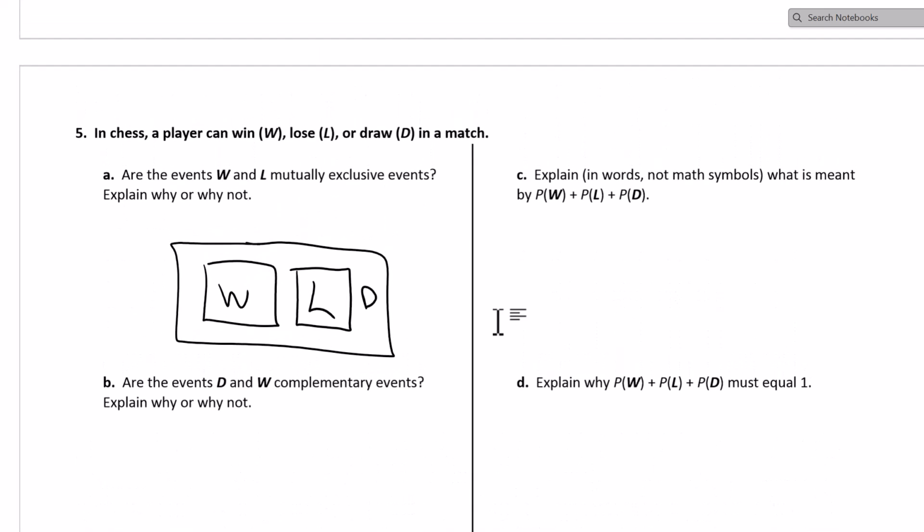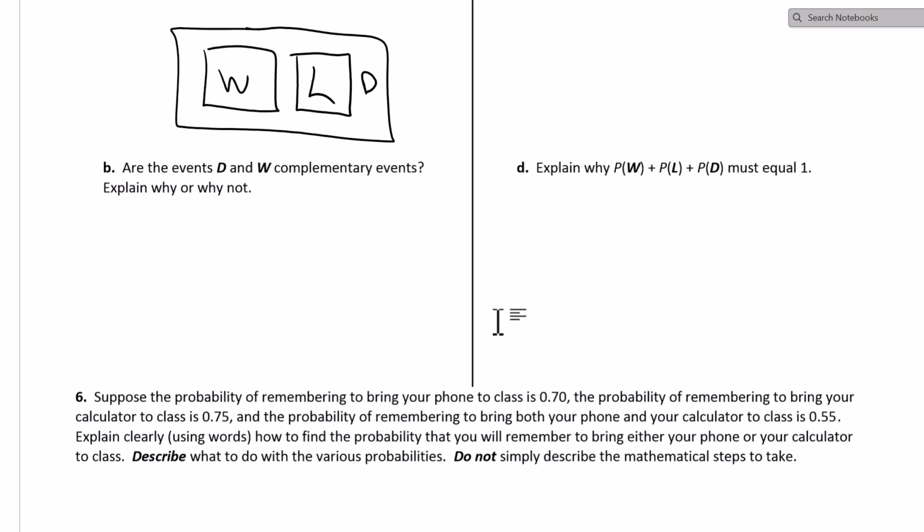Okay, using words, what do we mean by the probability of win plus the probability of loss plus the probability of draw? Well, this is the probability that any one of those 3 events happens. You're going to get 1, right? And then why does it have to be 1? We talked about this. Okay.